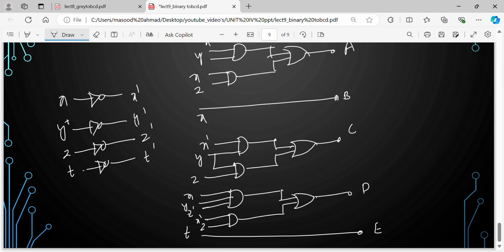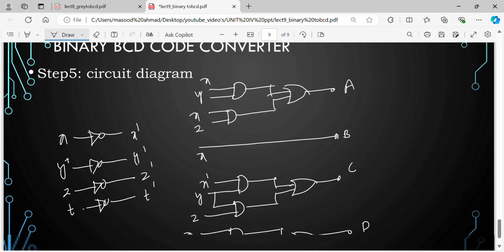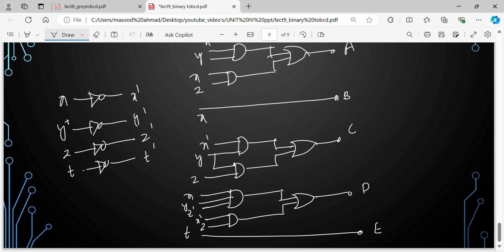What is this converter circuit? This is a binary to BCD code converter. I hope it's clear. So this is how one can convert it. This is all about the binary to BCD converter. The overall takeaway is that the circuit is developed, built, or designed.